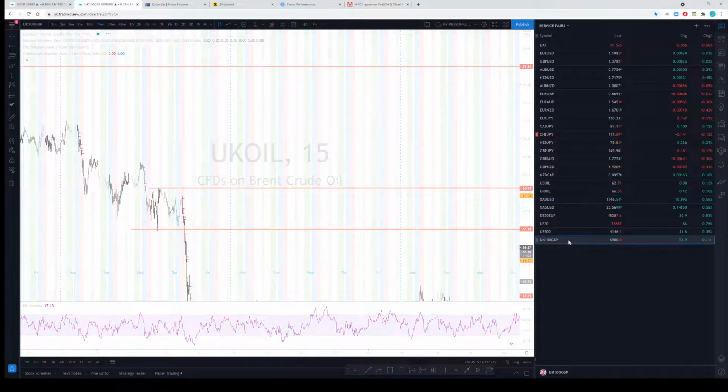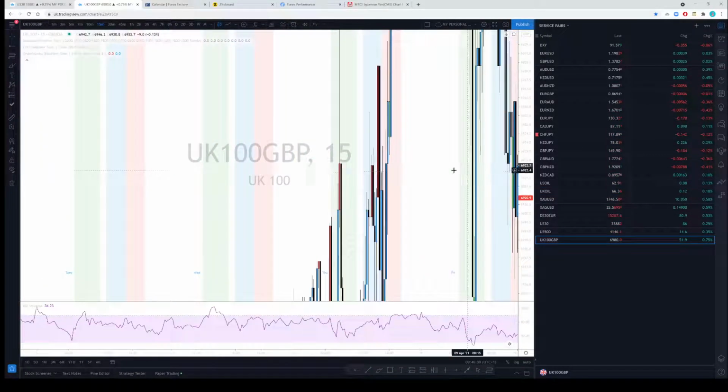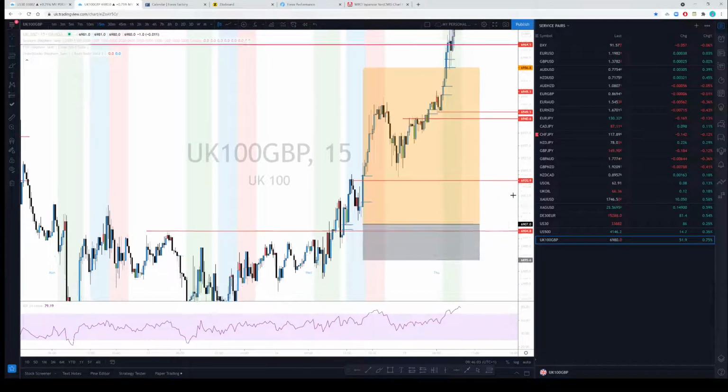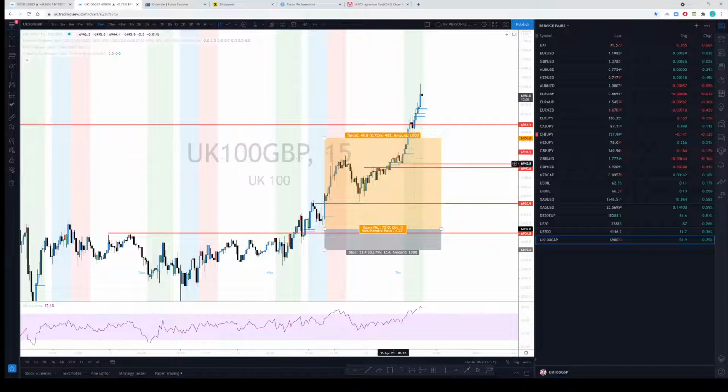Which is what I have done with UK 100. I've not managed to get an entry because obviously I woke up late so I missed the entry, right? And yesterday I was anticipating this retracement today, so I've missed my entry, so I've not managed to add anything to it. Same thing applies to these ones, right?